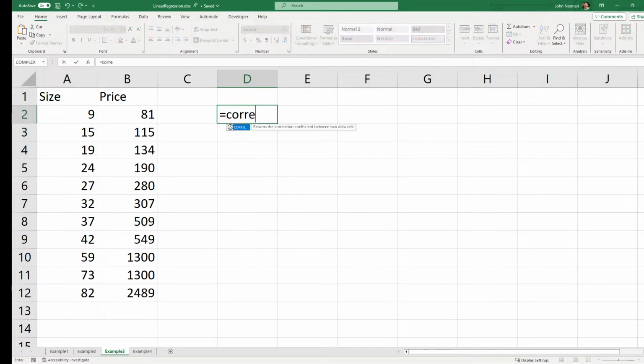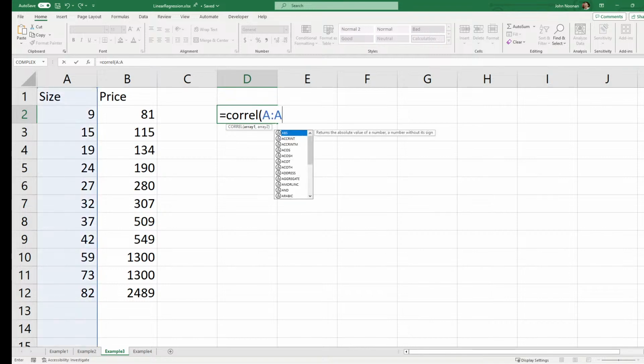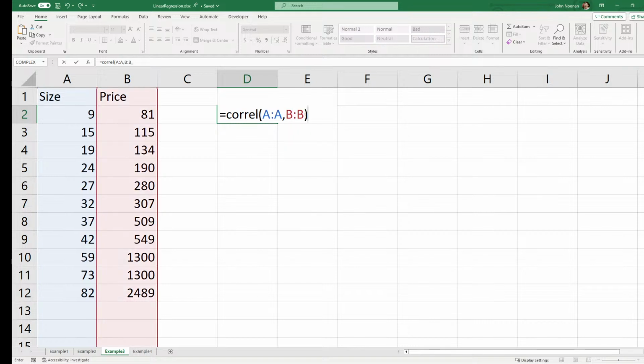Equals CORREL, and then, you know what, I can just do this: the entire column A and the entire column B. You can use this trick. Notice that A colon A just means take the whole thing, and B colon B, the whole column. As long as you don't have any extra stuff down here, you can do this. But anyway, there's my correlation coefficient.